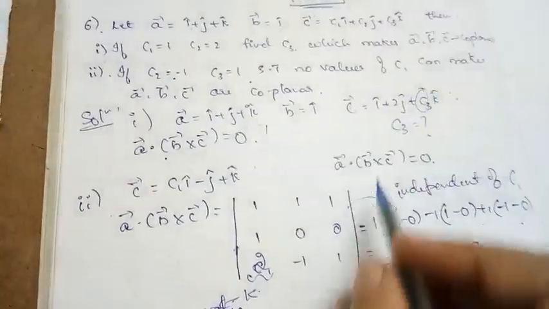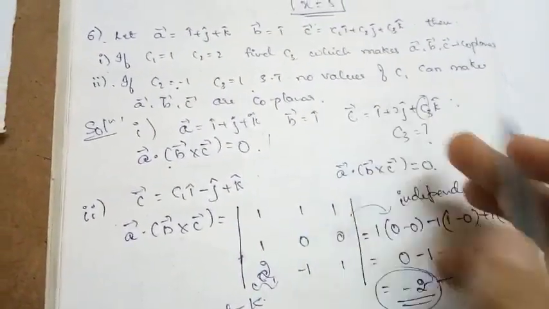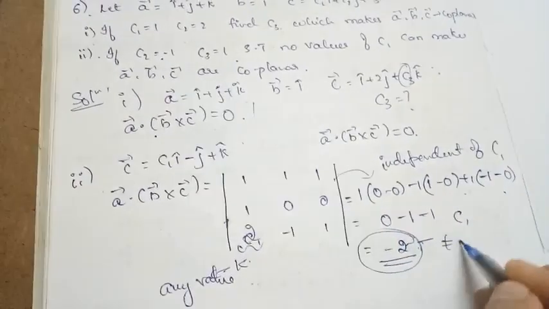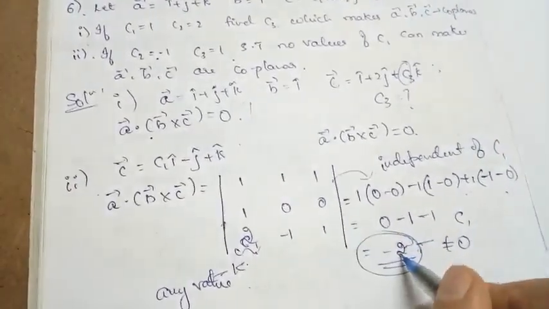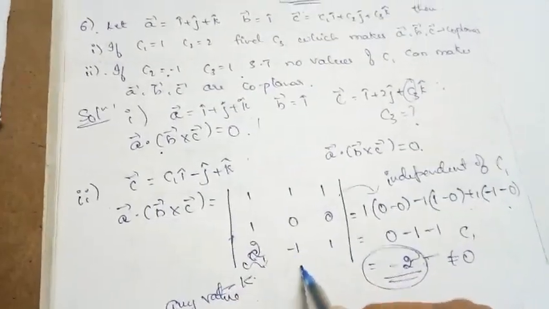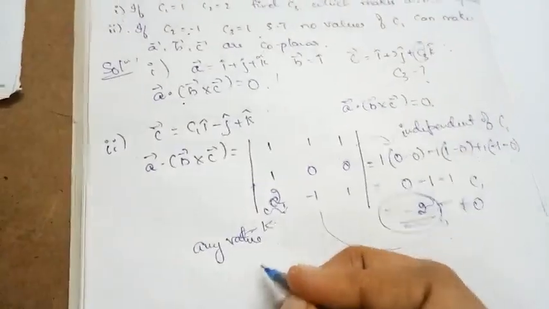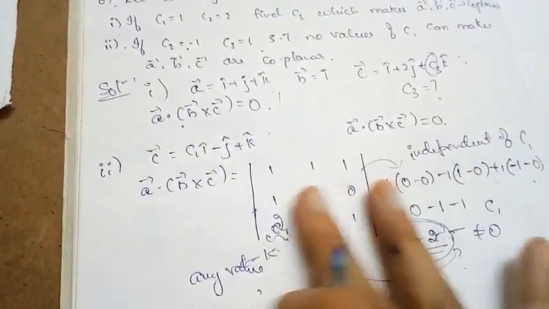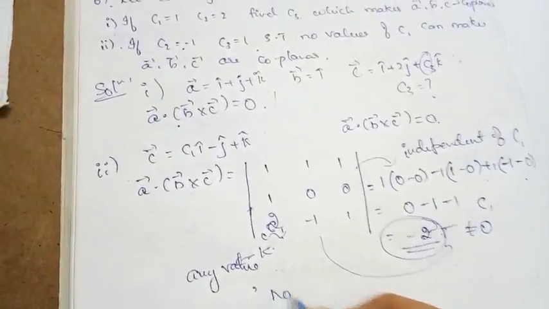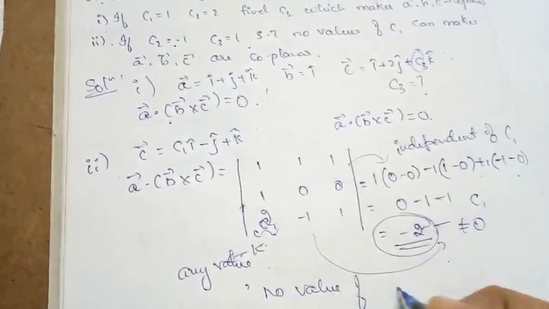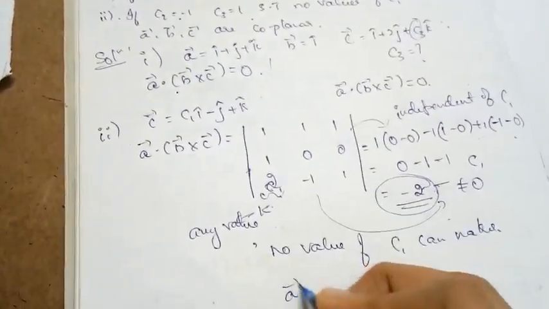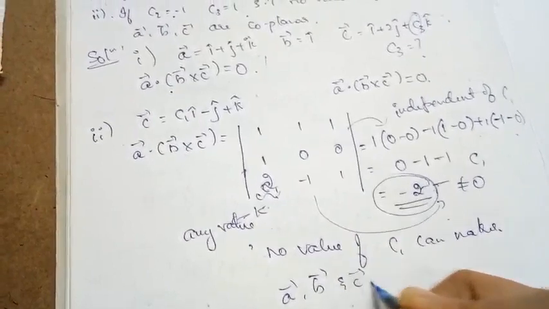So what we can say is that for no value of C1, if we give any value to C1, the determinant value is not equal to 0, because if you give any value, the determinant value remains minus 2 itself. You can check it yourself. So when the determinant value is not equal to 0, any value of C1 is not going to vary the determinant value. So there is no value of C1 that can make vector A, vector B and vector C coplanar.